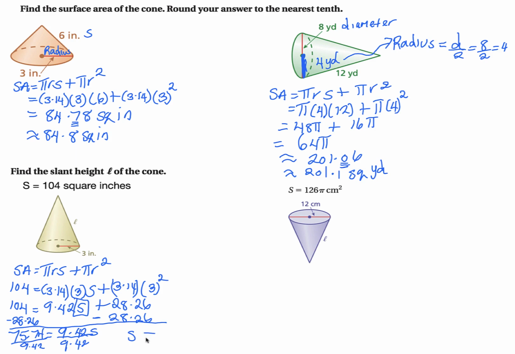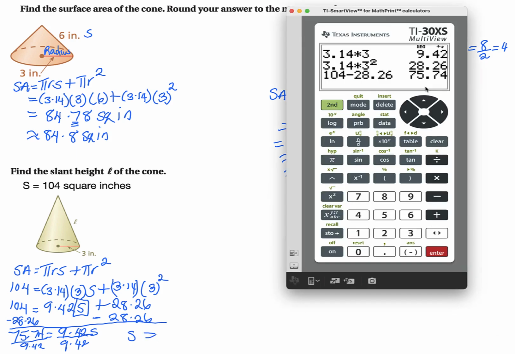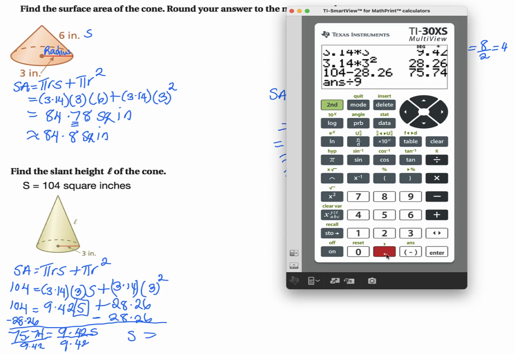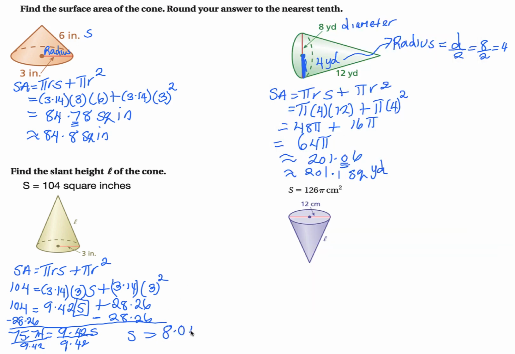So S has a value of 75.74. So I'm just going to hit divide by 9.42, enter, and my answer is 8.04. Now just as below, I'm going to round to the nearest tenth. So the 0 is in the tenth position. The digit to the right is 4. Now because it's less than 5, that 0 would stay. So your slanted height is 8 inches.